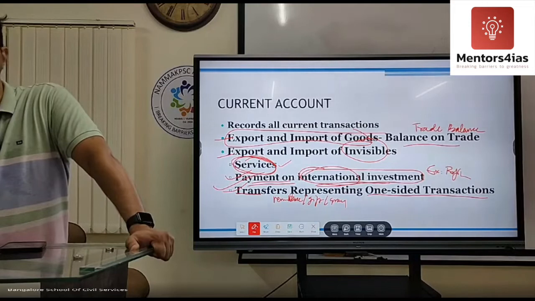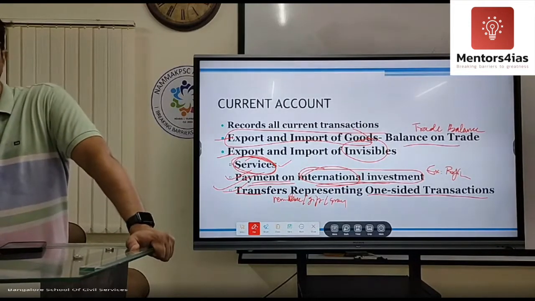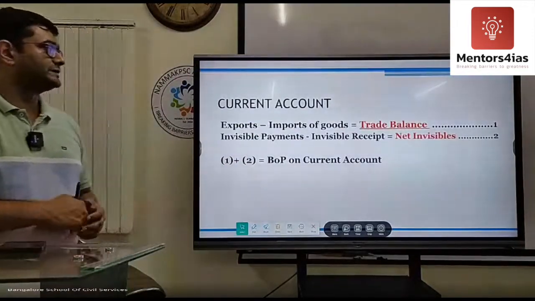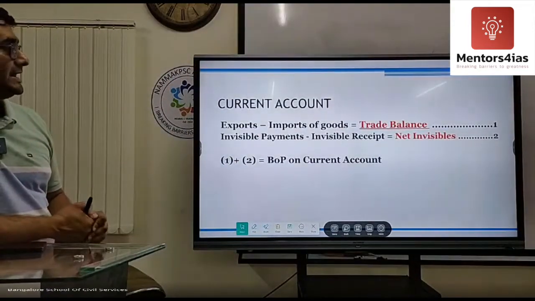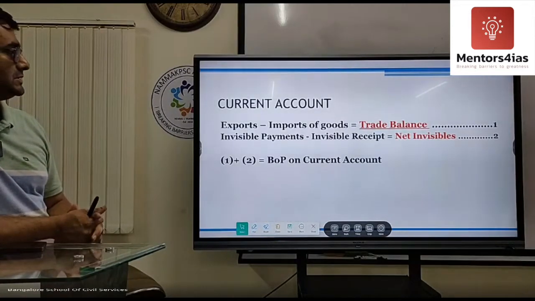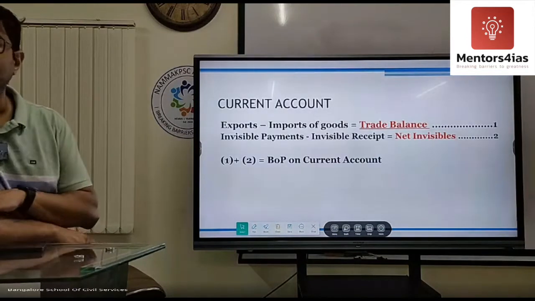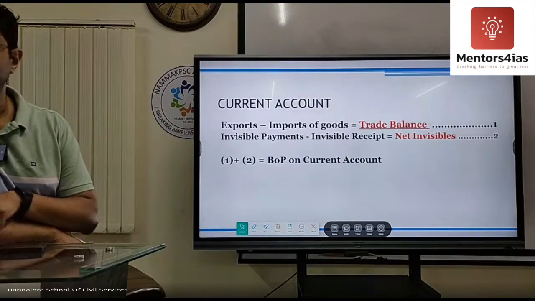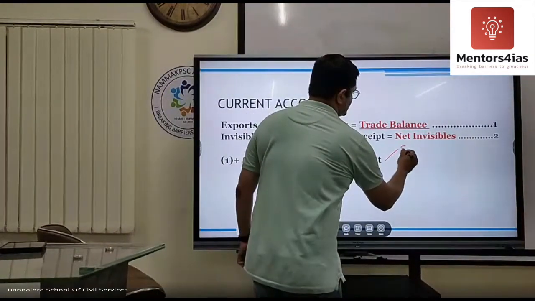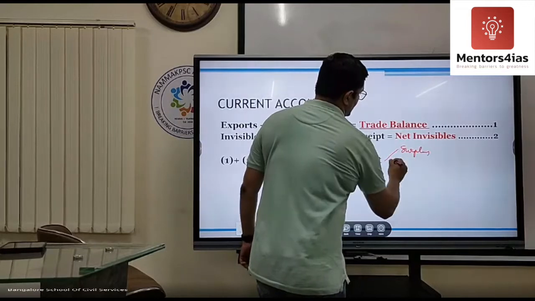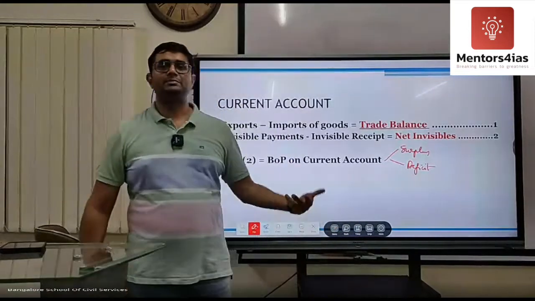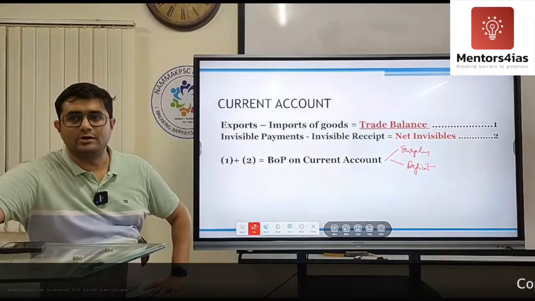Net invisibles means outflow and inflow other than goods. Export and import of goods gives you the trade balance. Net invisibles is invisible payments and invisible receipts. So 1 plus 2 is the balance of payment on current account. The balance of payment on current account can be surplus or it can be deficit. In India, for example, it is a deficit. So this is the current account.